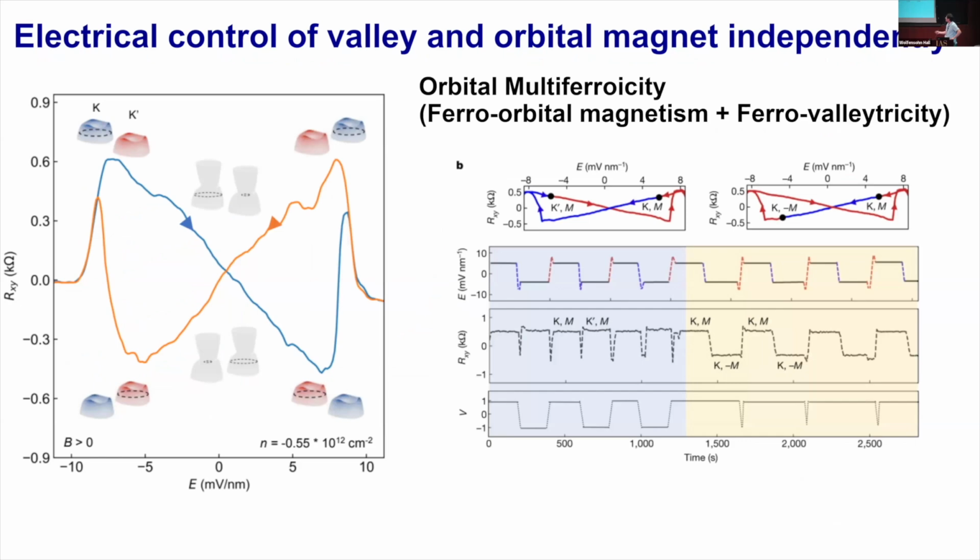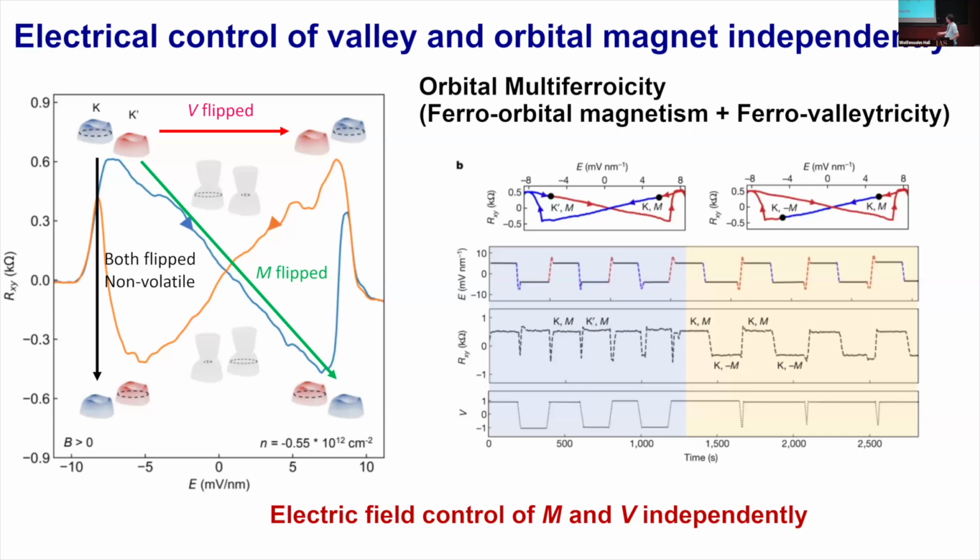From the practical point of view, another way of looking at this butterfly is that you find a way to control two orders independently. One is the valley polarization, and the other is the orbital magnetization. Because there are a total of 4 states corresponding to the combination of valley and magnetization. So simply sweeping the electric field, you go around this butterfly, you experience all the 4 states. That means you can use the electric field to independently control the magnetization and the valley polarization.